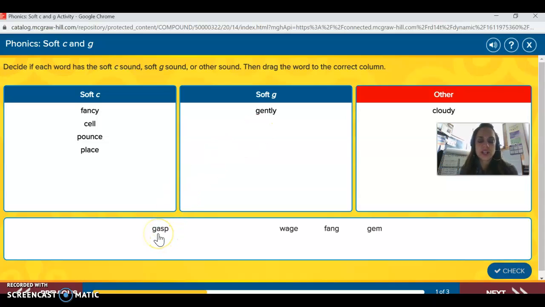All right, here's a word with a G in it. Is this G followed by an E, I, or Y? Nope. So it's going to make a G sound. Gasp.